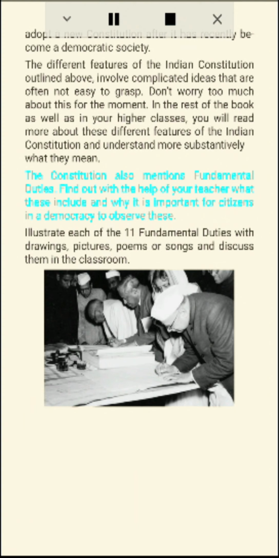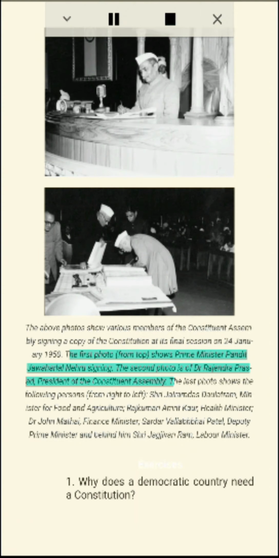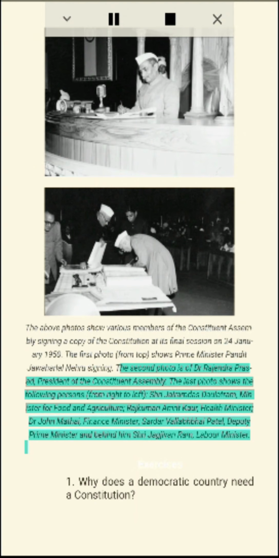The first photo, from top, shows Prime Minister Pandit Jawaharlal Nehru signing. The second photo is of Dr. Rajendra Prasad, President of the Constituent Assembly. The last photo shows the following persons, from right to left: Shri Jairamdas Daulatram, Minister for Food and Agriculture; Rajkumari Amrit Kaur, Health Minister; Dr. John Matthai, Finance Minister; Sardar Vallabhbhai Patel, Deputy Prime Minister, and behind him Shri Jagjivan Ram, Labour Minister.